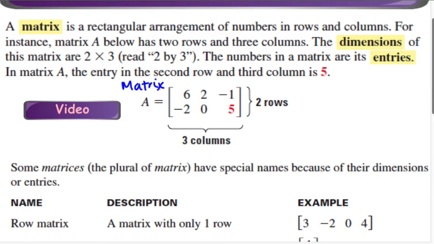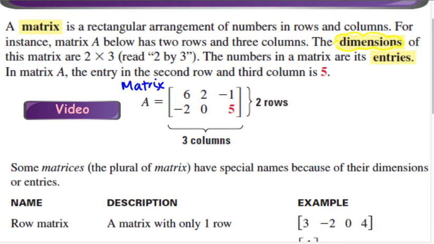And matrices are identified with capital letters, usually A, B, C, D. So this is matrix A. And we have a dimension. So this is highlighted in the yellow here. How you identify a dimension for a matrix is the number of rows by the number of columns.